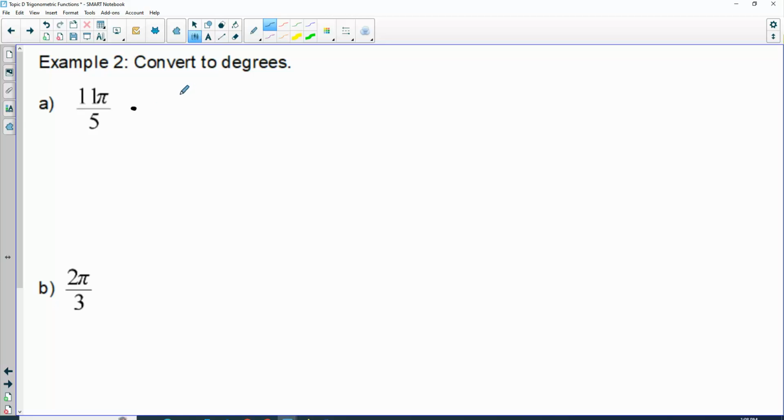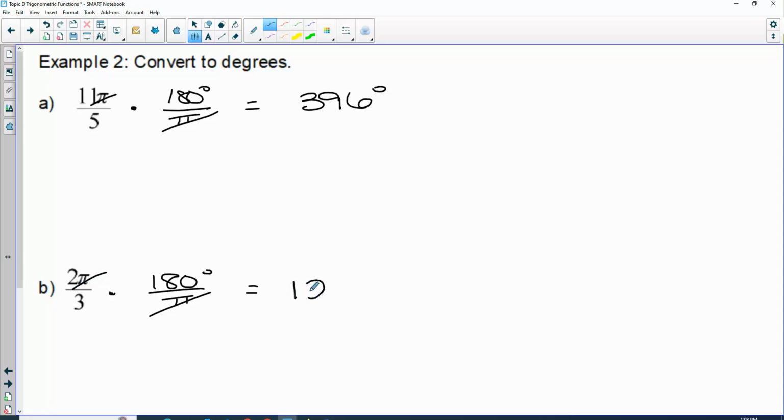So we multiply by 180 over pi. Pi's cancel, so 11 times 180 divided by 5. 396, you said? Okay, 2 pi over 3 times 180 over pi. Pi's drop. 120 degrees. And that's one of the ones on our circle, right? Okay, it sounded real familiar. Should be familiar.